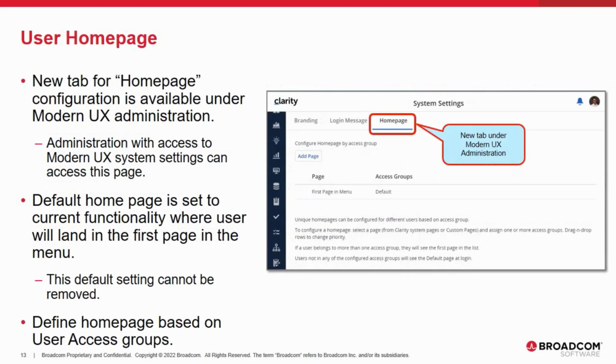Starting 16.0.2, we are now introducing the ability to define a home page for the end user. This definition for the homepage will be done based on the user's user group assignment. The way the administrator can configure this is by going into the Modern UX administration section, and under there going into system settings. That's where they can see a new tab called homepage, where this configuration can take place. Any administrators that have access to the Modern UX administration page will have access to configure this tab.